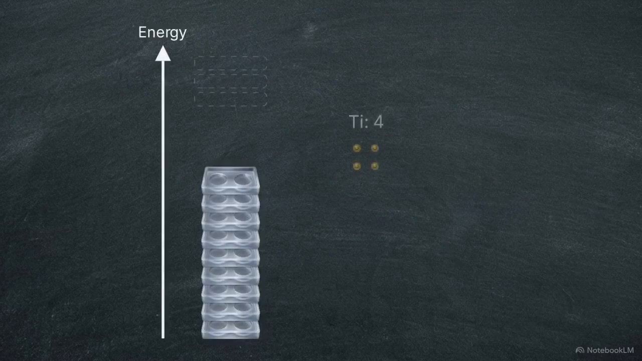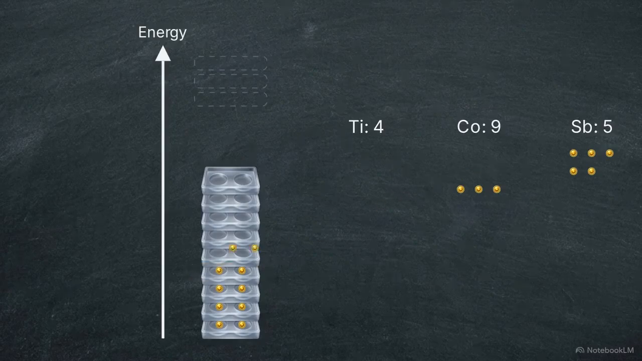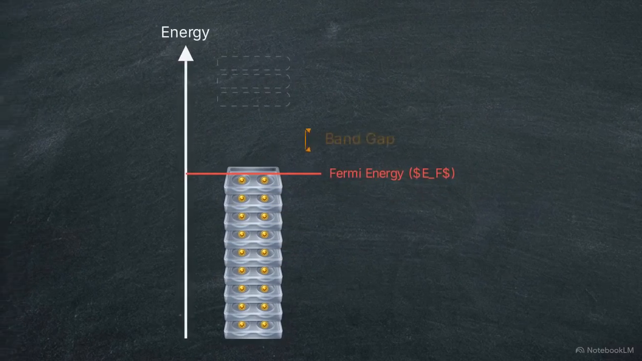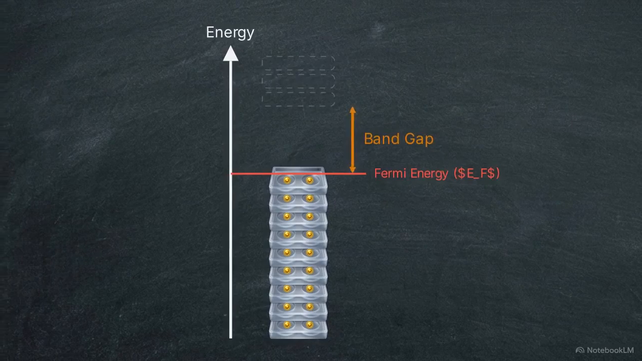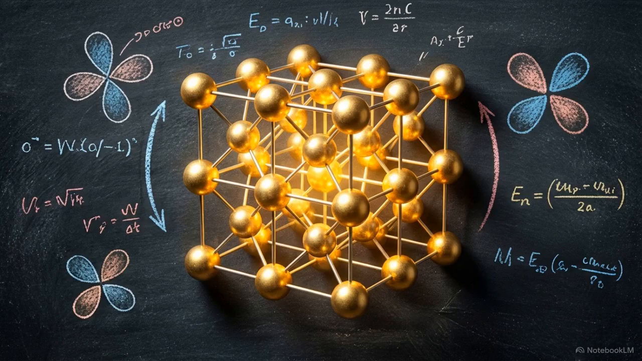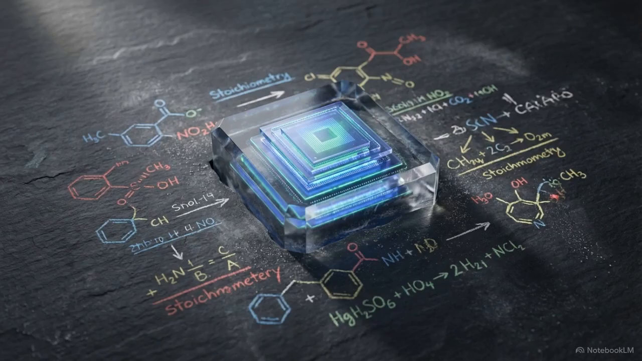This chart demonstrates the final electron count. When you add the valence electrons from titanium, cobalt, and antimony, you get exactly 18. They fill the energy architecture up to the Fermi energy line. 18 valence electrons perfectly occupy all available bonding states. The energy gap is preserved, and the compound stabilizes as a non-magnetic semiconductor.